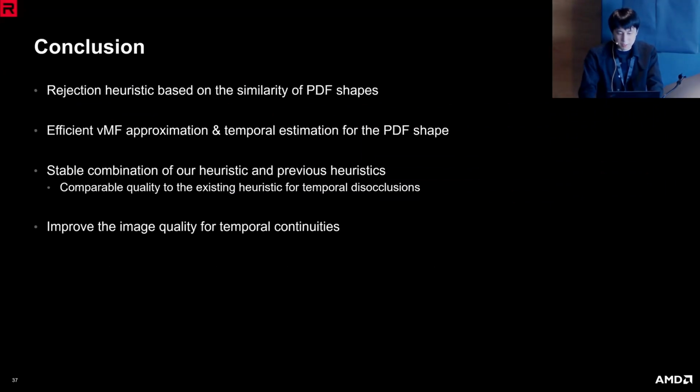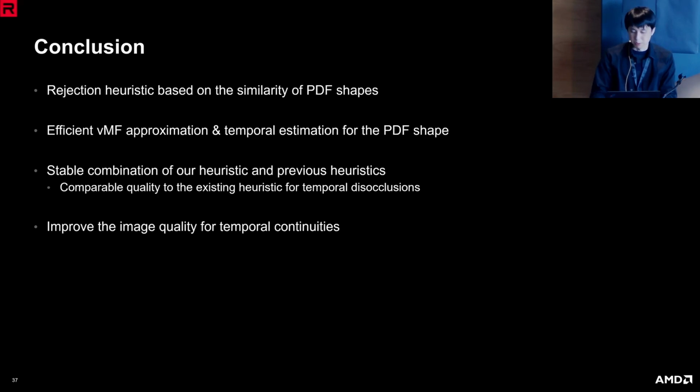To conclude our work, we have presented a new rejection heuristic based on the similarity of PDF shapes. To perform this rejection heuristic at real-time frame rates, we introduced an efficient VMF approximation and temporal estimation for the PDF shape. We have also presented a stable combination of an existing rejection heuristic and our PDF similarity, considering the estimation error for the PDF shapes.